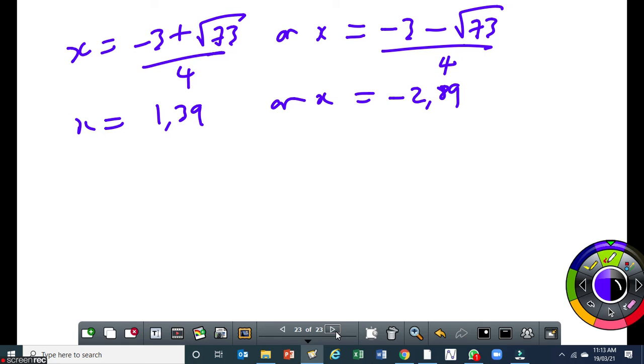Why can't you factorize this question? That's your homework. That's your homework.